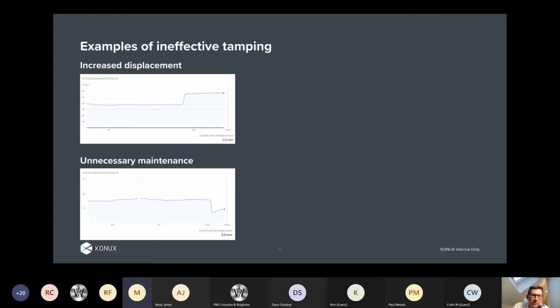So on the first one, increased displacement. So they've gone in, tamped, and lifted it, and the displacement's increased. The next one, did it even need tamping? So 1.5 mil displacement, very, very static, not degrading. So did it need tamping?